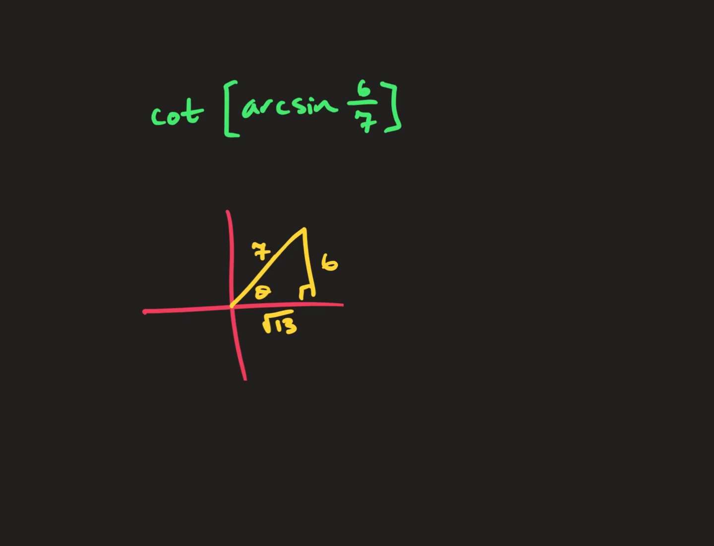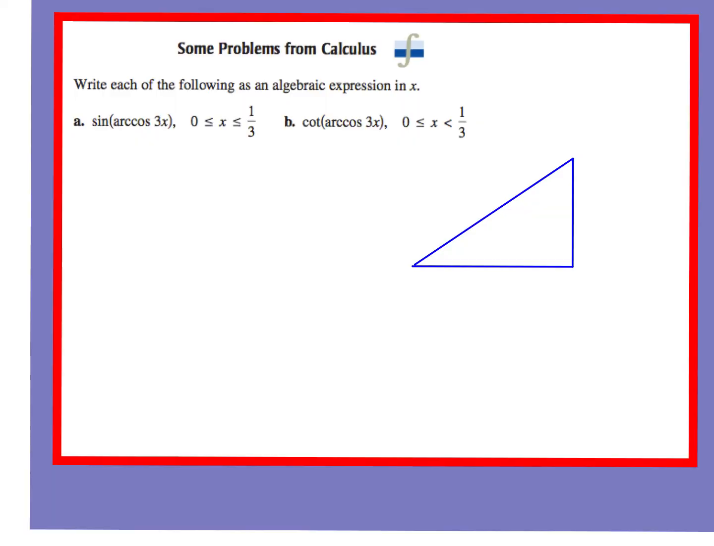Adjacent over opposite. So what's my adjacent? Square root of 13. What's my opposite? 6. And we're done. All right. Pretty easy after you draw your triangle. All right, cool. Let's keep going.